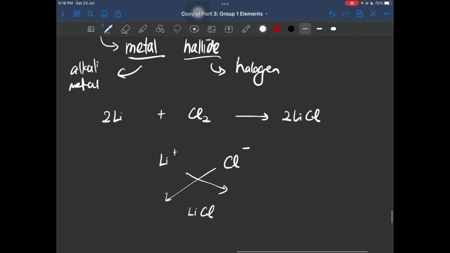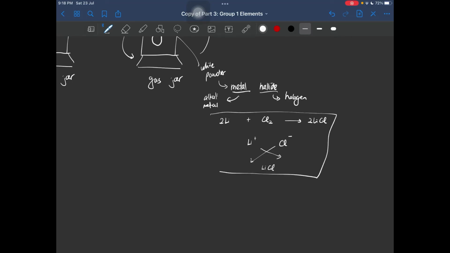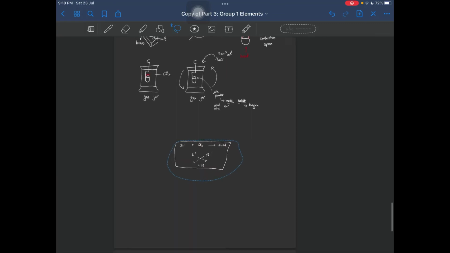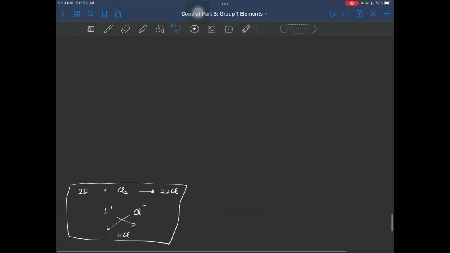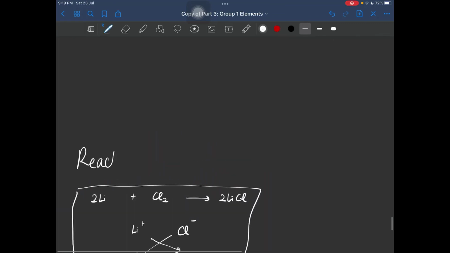Done. So this would actually be the reaction equation. Let me just put it down here. Reaction equation.